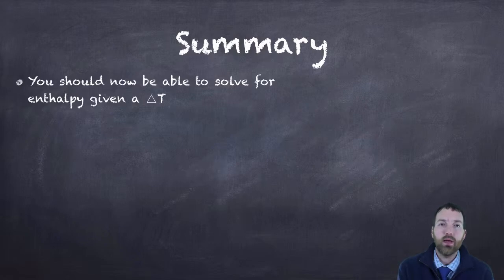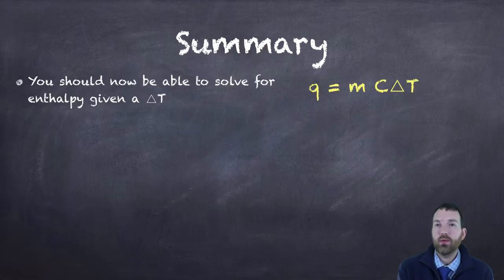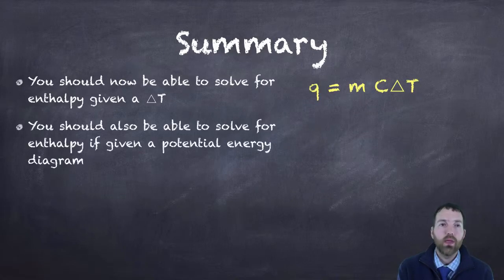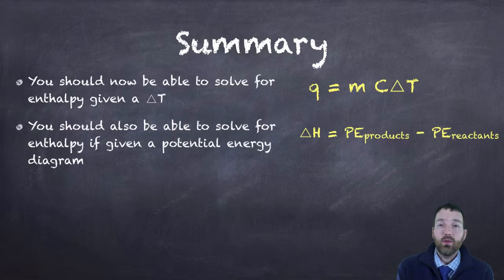So in summary here, you should now be able to solve for enthalpy or delta H given a change in temperature. You just need to use the formula, q equals mc delta T. You should also be able to solve for enthalpy if given a potential energy diagram, if you use the formula, the potential energy of the products minus the potential energy of the reactants. Remember, this is a formula you need to memorize. This first one you don't. This is on your reference table, Table T. This one is not, but it's very, very handy if you know it.